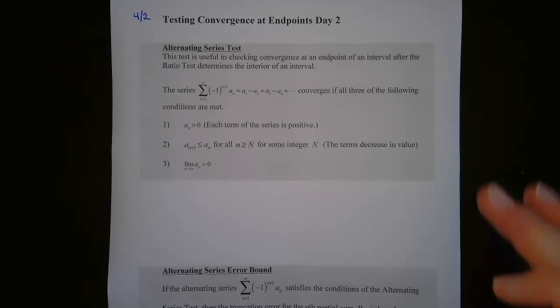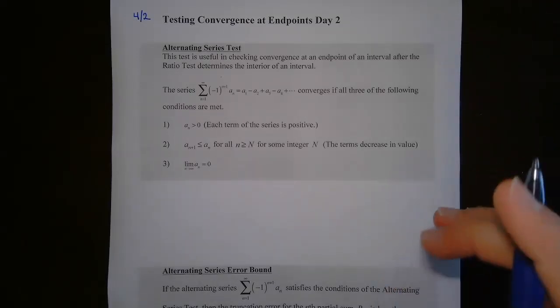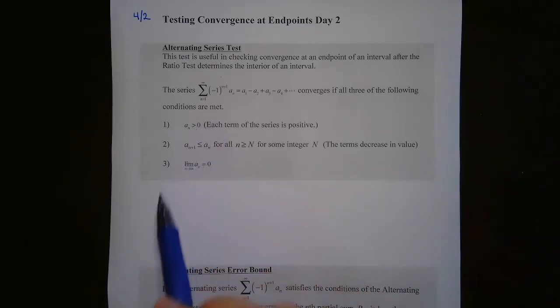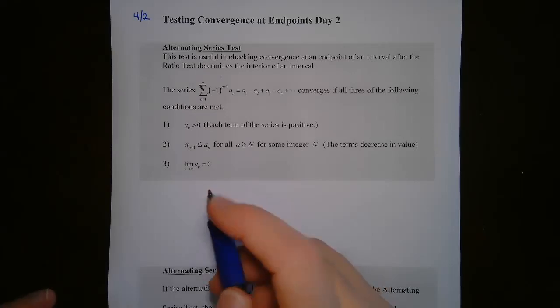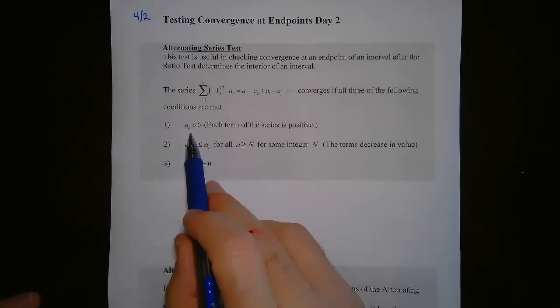One of the things we need to talk about again is the alternating series test. It's useful a lot of times for the convergence at an endpoint, when we've already established the convergence by using the ratio test. The ratio test also helps us to determine the interval on which it converges. So again, we have to make sure that each term of the series is positive.